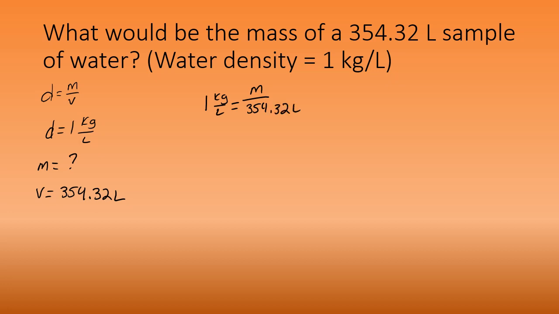354.32 liters. Just as we just discussed, we'll multiply both sides by the 354.32, meaning that our problem will be 1 kilogram per liter times 354.32 liters. Multiplying those together gives us 354.32. And since we're looking for a mass here and our liters should cancel out, kilograms is the unit of mass given to us by the density unit. So our mass is 354.32 kilograms.